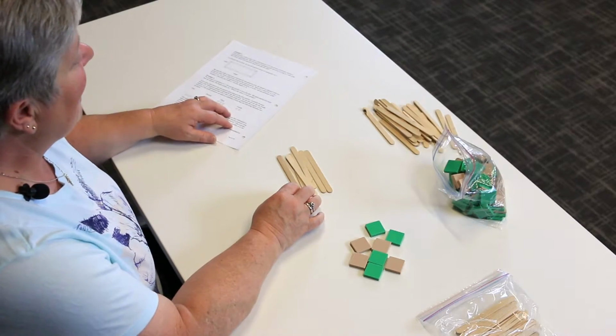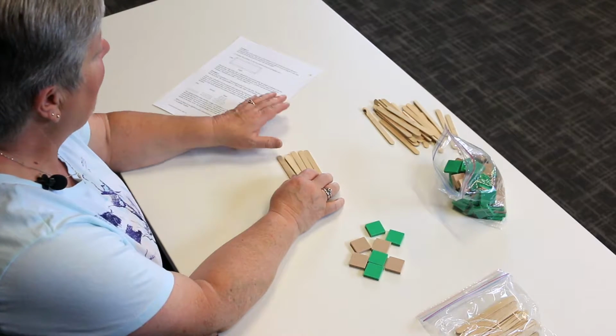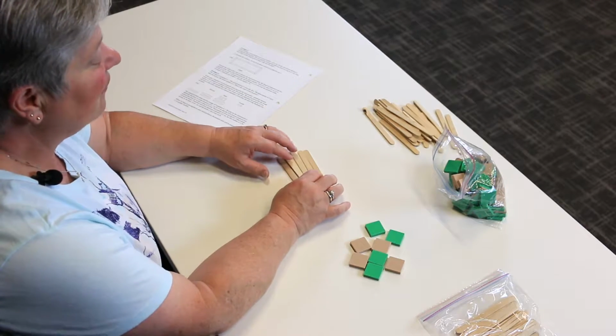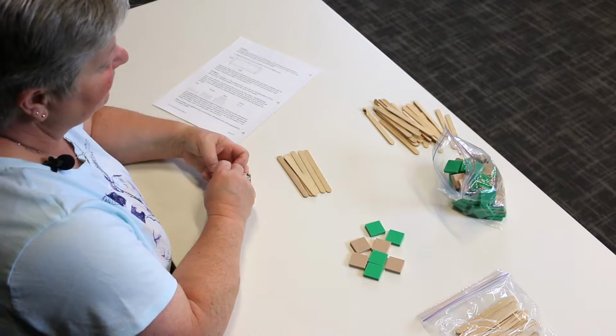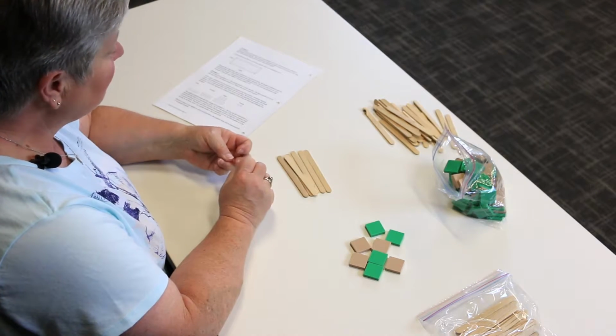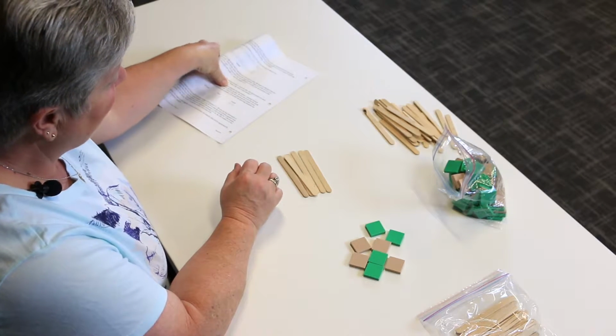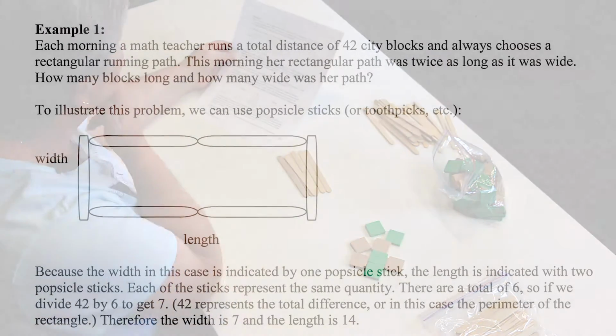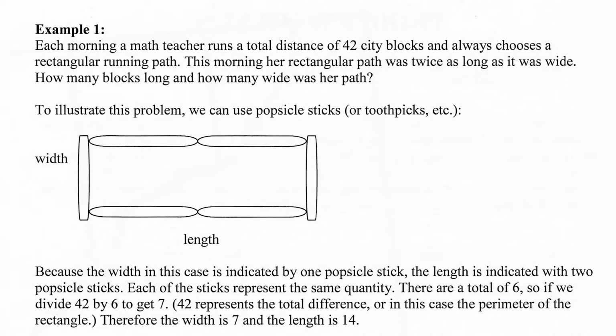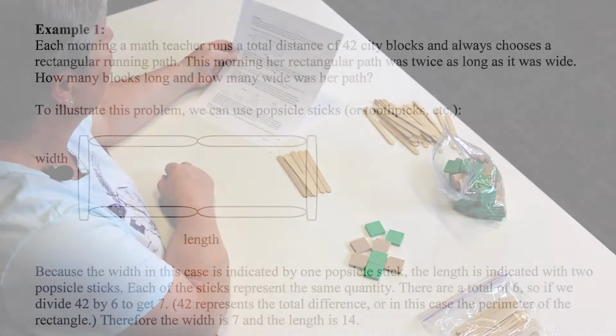We're going to look at example 1 on the back, problem solving using diagrams and sketches. The first example says, each morning a math teacher runs a total distance of 42 city blocks and always chooses a rectangular running path. This morning her rectangular path was twice as long as it was wide. How many blocks long and how many wide was her path?